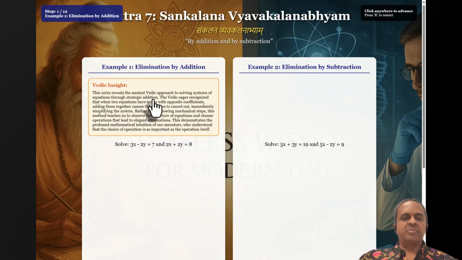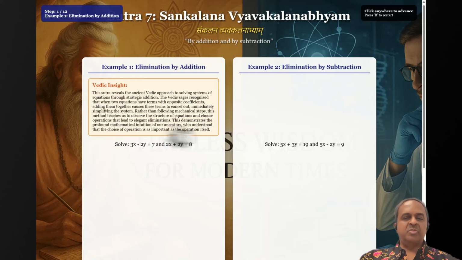So first we'll focus on the example for additions. The Vedic sages recognized that when two equations have terms with opposite coefficients, adding them together causes these terms to cancel out, immediately simplifying the system. Rather than following mechanical steps, this method teaches us to observe the structure of equations and choose operations that lead to elegant eliminations. This demonstrates the profound mathematical intuition of our ancestors, who understood that the choice of operation is as important as the operation itself.